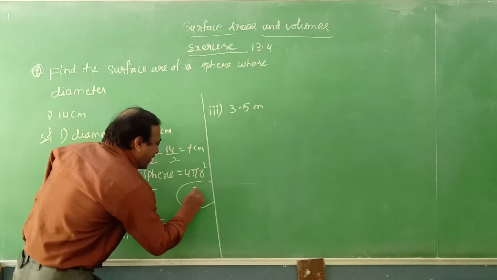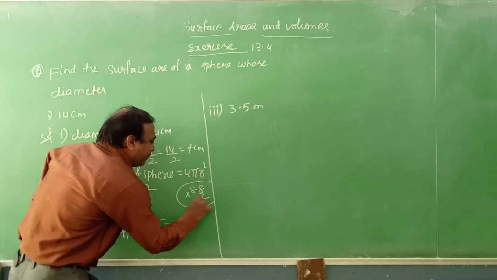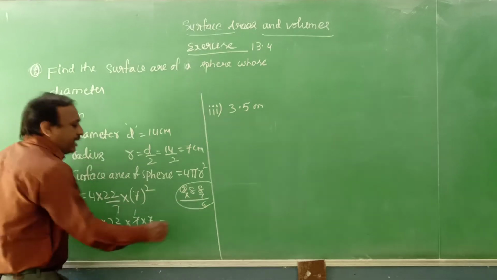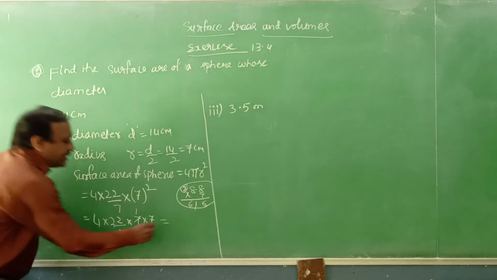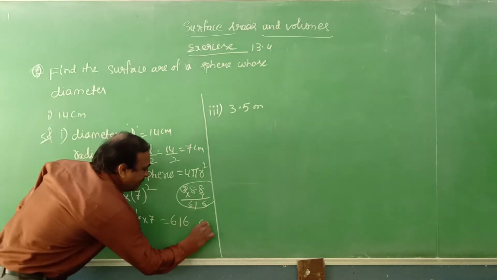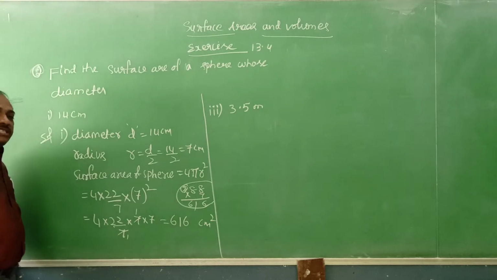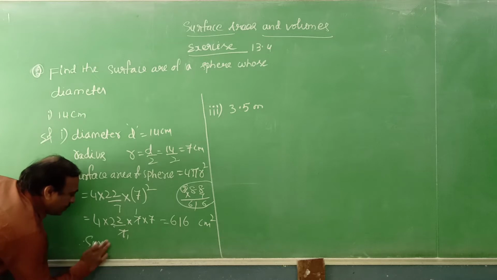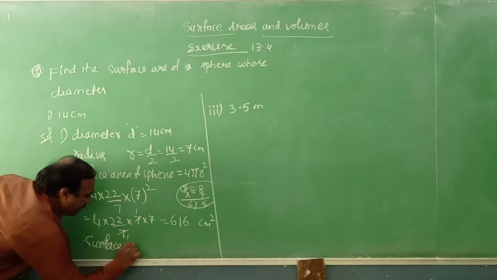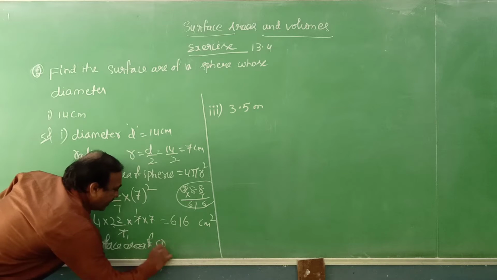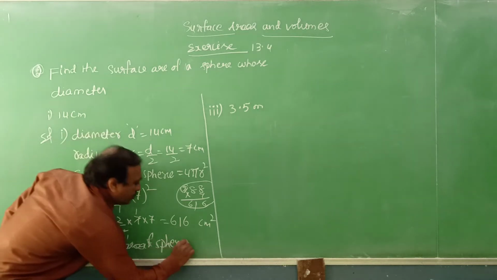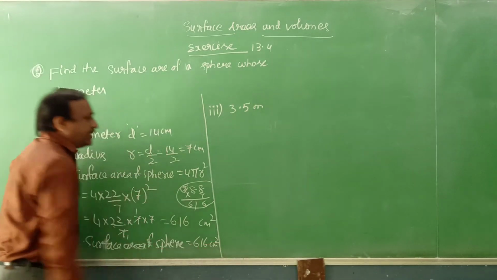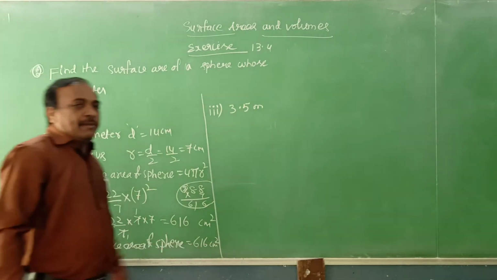Here is the rough work: 88 into 7. 7 8s are 56, 5 remains. 7 8s are 56 plus 5, 616. So 616 centimeter square, or you can write square centimeter. Therefore, the surface area of the sphere is 616 centimeter square. Is it clear?